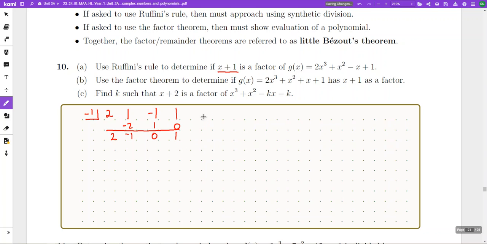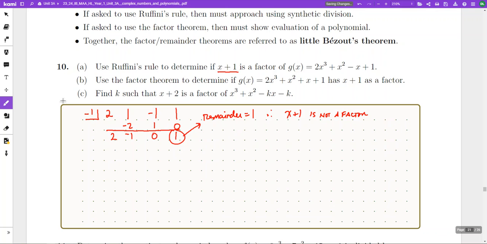From Ruffini's rule, I have a remainder equal to 1. So therefore, x plus 1 is not a factor. Okay.